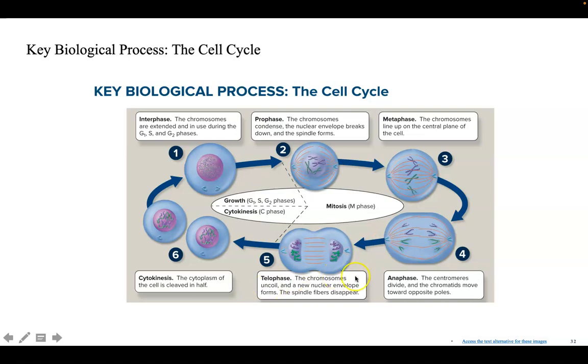In telophase, our chromosomes are uncoiling and we have a new nuclear envelope that is forming. So we don't quite have a fully formed nucleus yet, but that nuclear envelope is forming because we are preparing to split. The spindle fibers are disappearing in this part, in telophase. Then we have cytokinesis, where we have successfully replicated our DNA, moved it to opposite sides of the cell so that we're getting the equal information in each cell that we need. And the cytoplasm is split roughly in half.